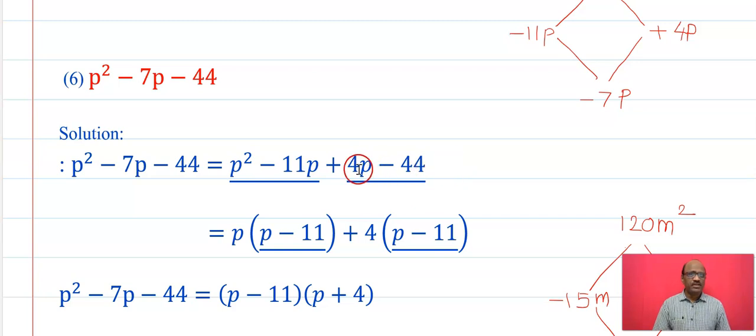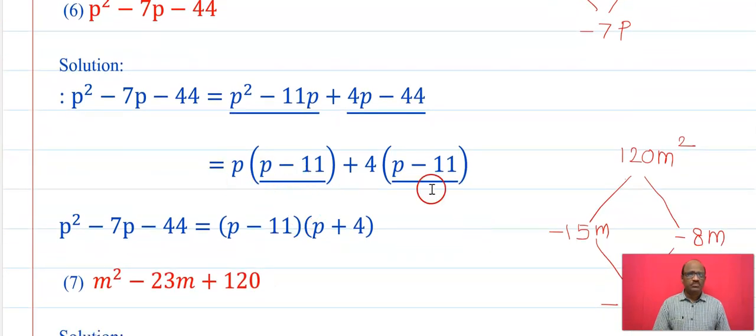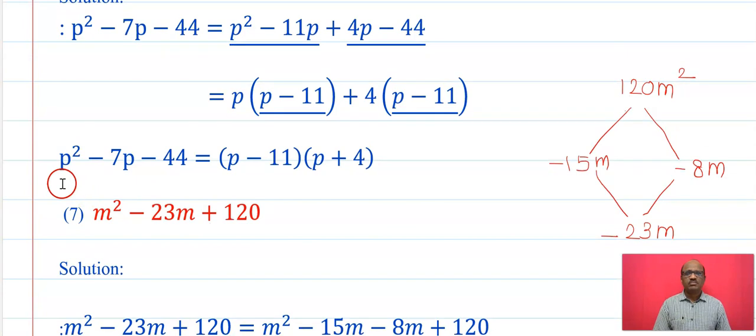Therefore we'll take the 4 as common, and then in bracket you will get p minus 11. From these two terms we will take p minus 11 as common, and in bracket you will get p plus 4. Therefore the factors of p square minus 7p minus 44 are, in bracket, p minus 11 into p plus 4.